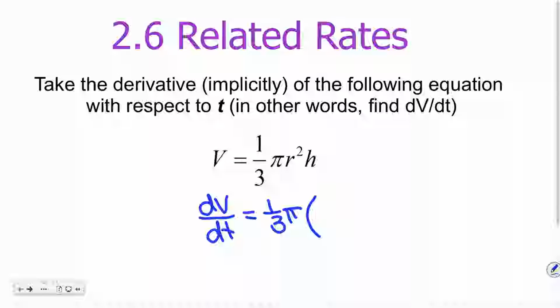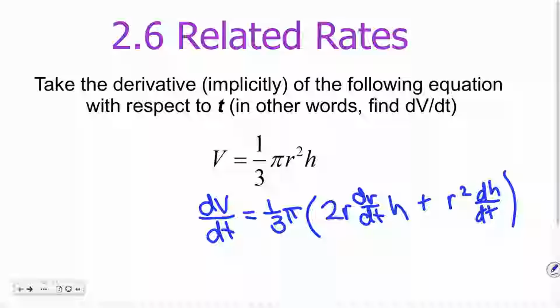But then r squared h. R squared h would be considered a product. So we are going to take the derivative of r squared, which is 2r dr/dt, times h, plus r squared times the derivative of h. Why do you think I asked you to take the derivative with respect to t? It is time. And that's all we're going to be doing for about the next 4 days, is taking the derivative with respect to t.